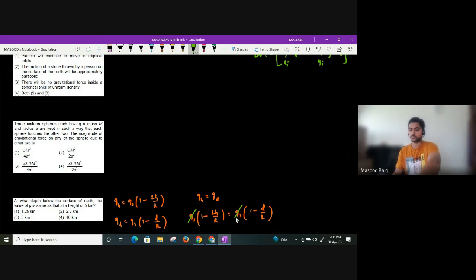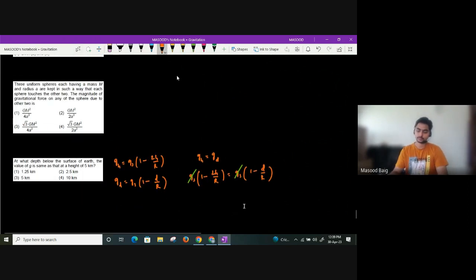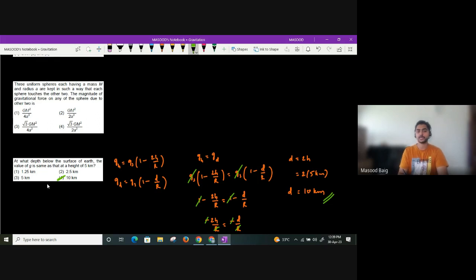Right, so what are we going to get? I am going to obtain 1 minus 2h by r will be equal to 1 minus d by r. From this we can cancel out these two. So I'll get minus 2h by r will be equal to minus d by r. From this we can also again cancel out minus and minus, r and r. So at what depth are we going to get it, guys? Twice the height. So 2 times of 5 kilometers. So at a depth 10 kilometers, I can say acceleration due to gravity will have same value as that at a height 5 kilometers from the surface of the Earth. Clear, all of you?